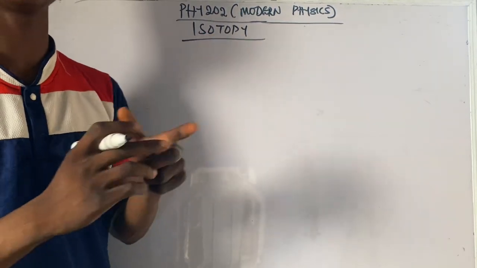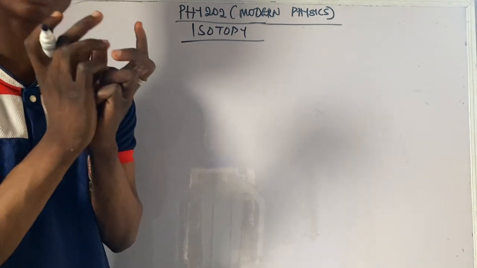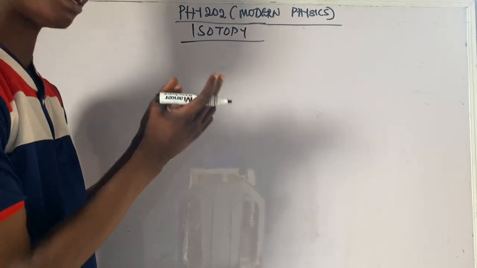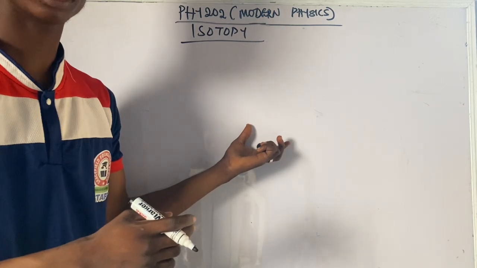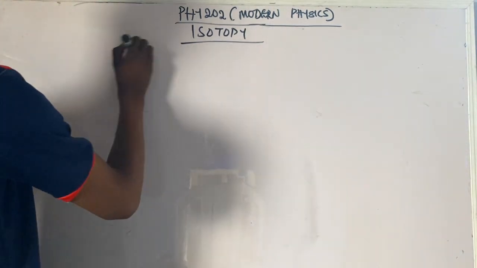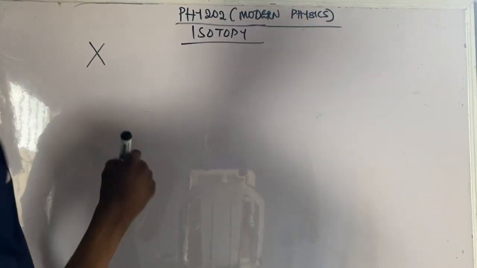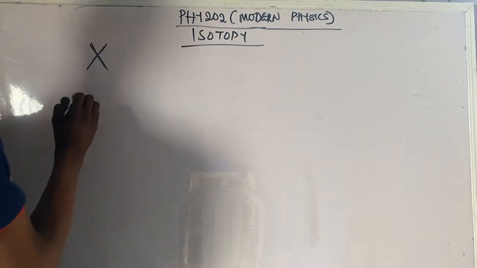Isotopy is a phenomenon whereby atoms of the same element differ with their atomic numbers. We all know that the atomic number is also the proton number, or the number of protons in the nucleus of the atom.